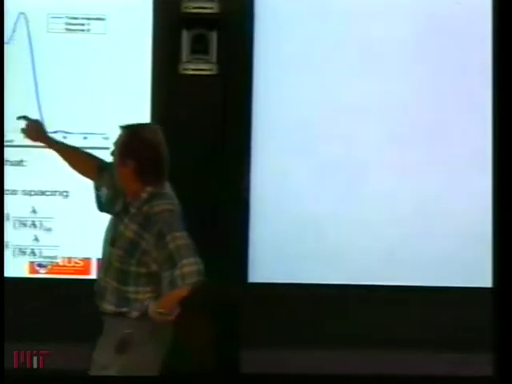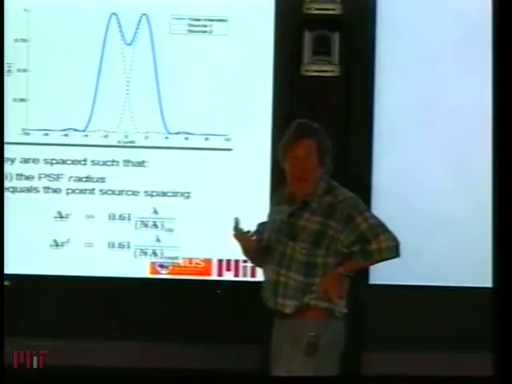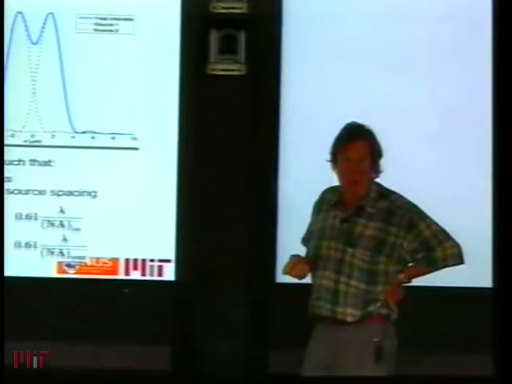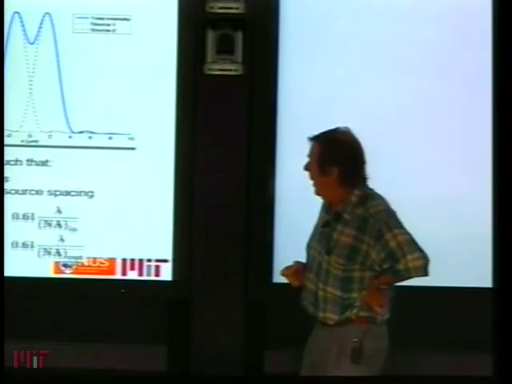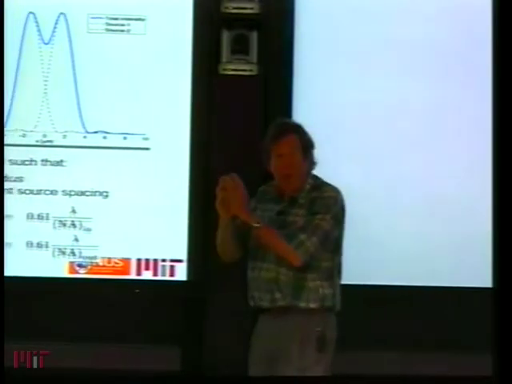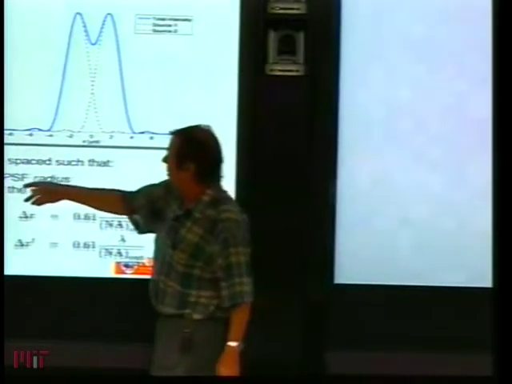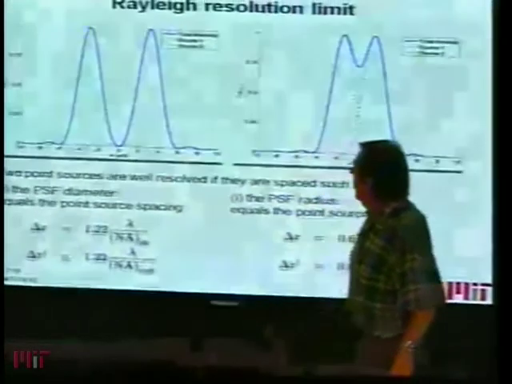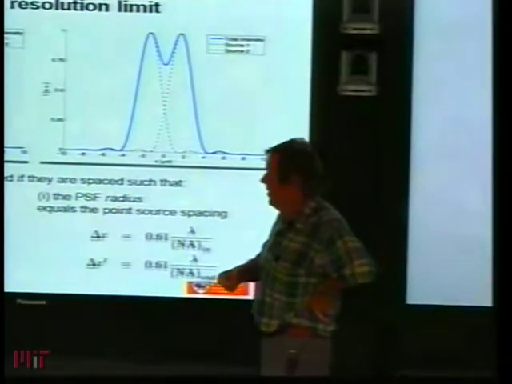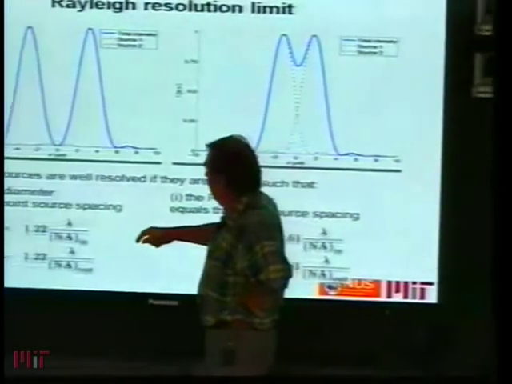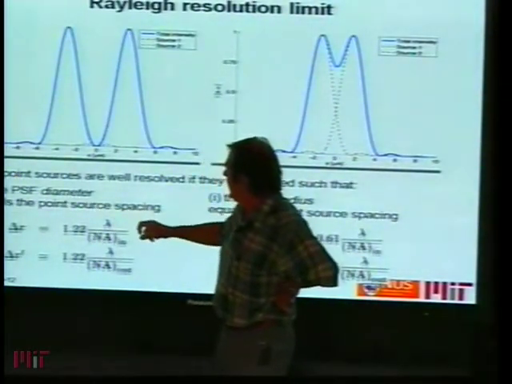You would see a little bit of a dip still, but we say that the dip's not really big enough for you to be confident that there are two objects there. If you make them further apart, then of course they'll become more distinguished. And this shows an example here where you can see that this is twice the separation. So this is where the PSF diameter equals the point source spacing.